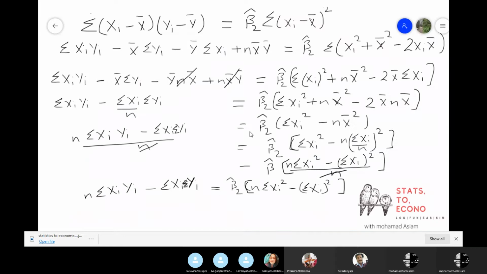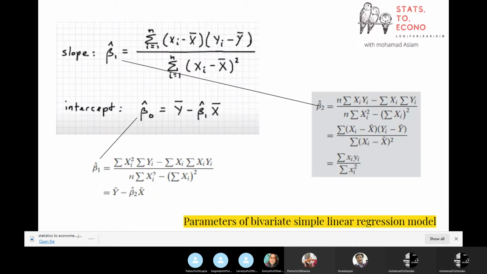So this is the proof that this left hand side is equal to this side, and if we divide this by the summation of (xi minus mean) whole square, then it's beta 2 hat. This proof I already shared with all of you, so you can just practice it. If you have any doubt, then please let me know.